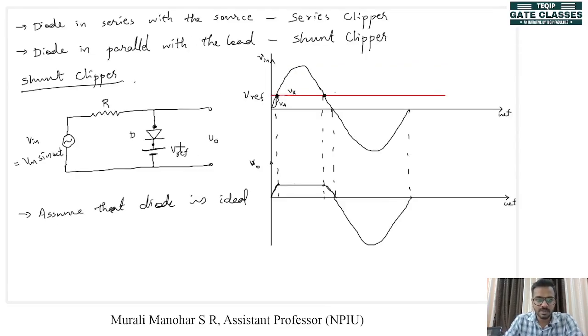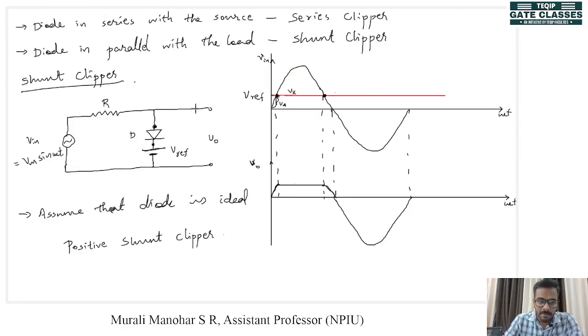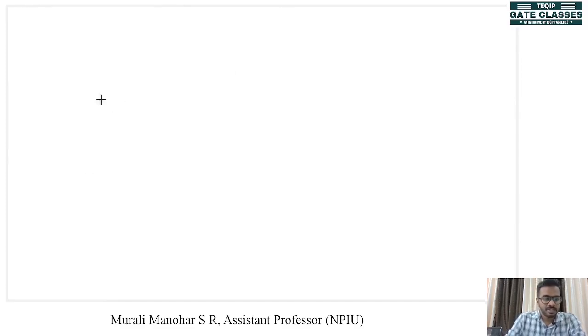And the previous case, the first one, was the positive shunt clipper. Now we will see what a series clipper is. We have seen that when the diode is parallel to the output, that is parallel to the load, the clipper is called a shunt clipper, and when the diode is in series with the source, it is called a series clipper.